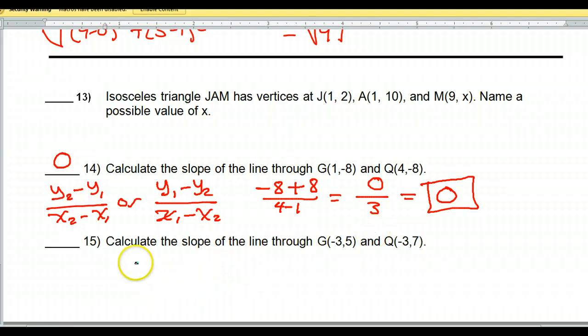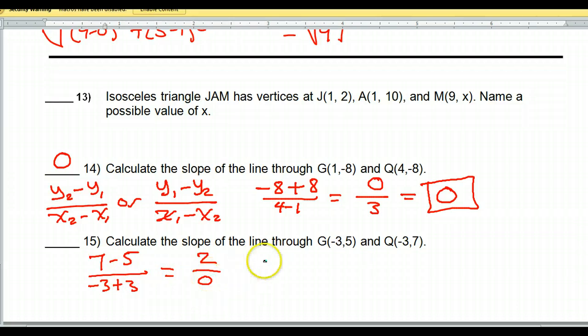Last problem. Just another slope problem. Okay, again with the y minus y over x minus x. So y minus y, I'll do 7 minus 5. And then again, that would be negative 3 plus 3. So that's going to be 2 over 0. And I guess I just got through saying when the 0 is in the denominator on the bottom, it is undefined.